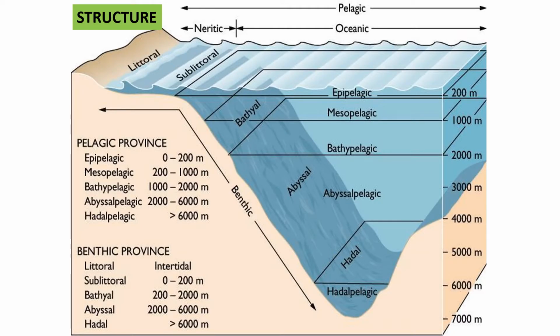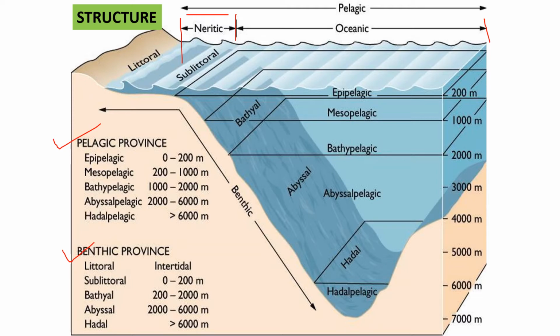In this video lecture I'll talk about the marine ecosystem. At first we will see the structure of the ocean. If we look at the structure of the ocean, it is divided into two parts, basically the pelagic province and the benthic province. The pelagic zone is also divided into two parts, the neritic zone and the oceanic zone. The neritic zone is nearer the coast, and the oceanic zone is away from the coast.